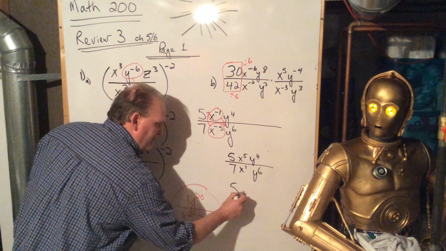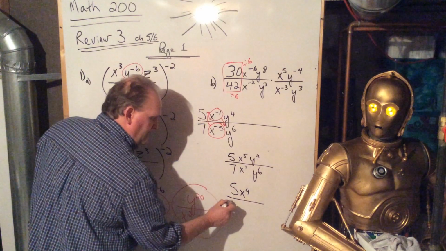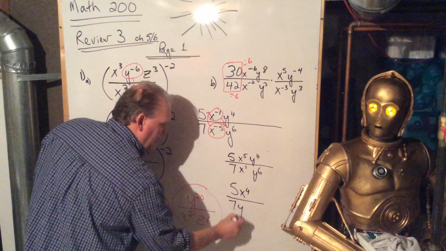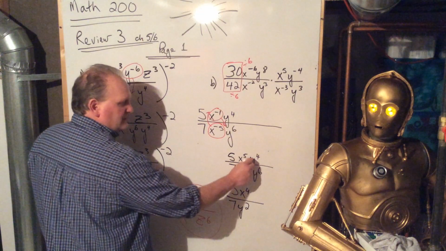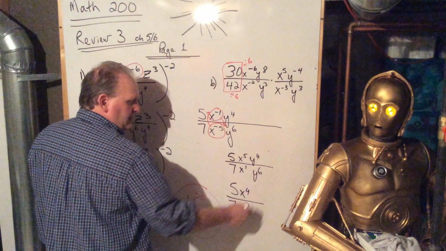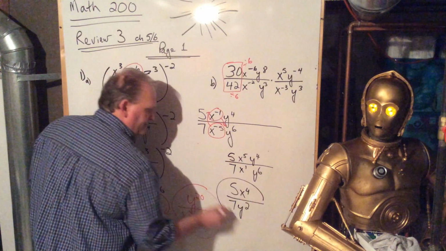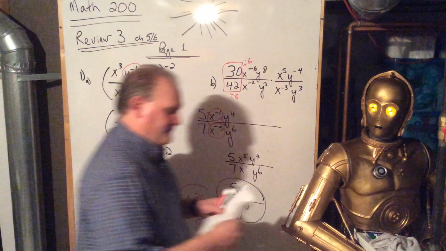We have 5x4 over 7y2. So the y's, because there's more of them on the bottom than the top. Remember, this is 4 of them in a row. This is 6 of them in a row. They cancel 1 for 1. There would be 2 left on the bottom. And so that's our answer. So there's number 1.